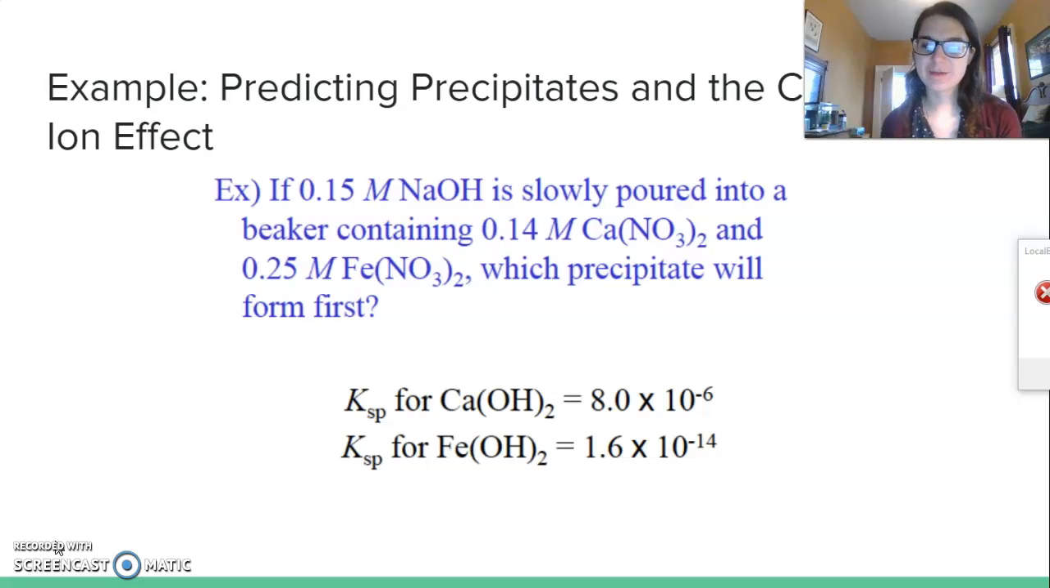So these two share a common ion of hydroxide. So first we're going to figure out what's the maximum concentration of hydroxide each one of these can hold. And then we're going to see which one is smaller to see who forms first, because if you reach your maximum number of hydroxide ions first, then you're going to form a precipitate first. So that is what we're going to do.